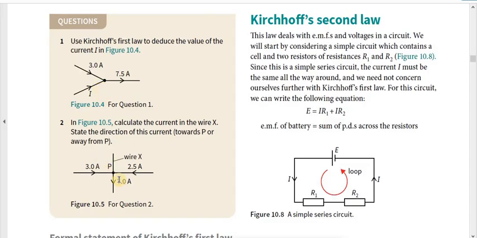Similarly, you can find the value of the current entering this point, and also you can find the direction. Now we can assume the direction, and if we get a negative value for the answer, that means it should be in the opposite direction that we chose. Okay, let's look at Kirchhoff's second law.